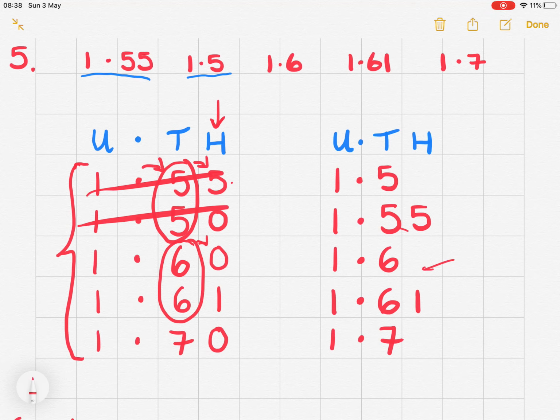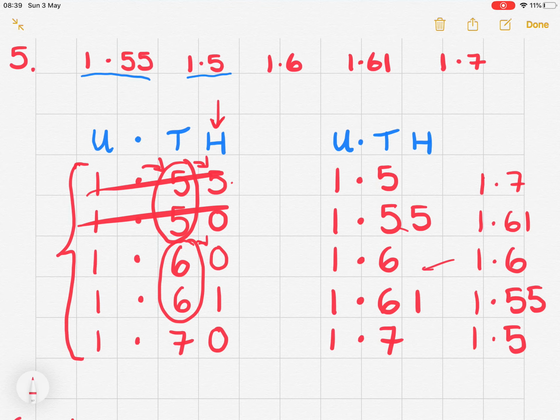Remember, it doesn't just have to be from smallest to biggest. You can order it the other way. Okay, so if I really wanted to, I could just write this the other way with 1.7, 1.61. Okay, you've just got to decide which order that you need to put it in, especially for task 2. Okay, right.